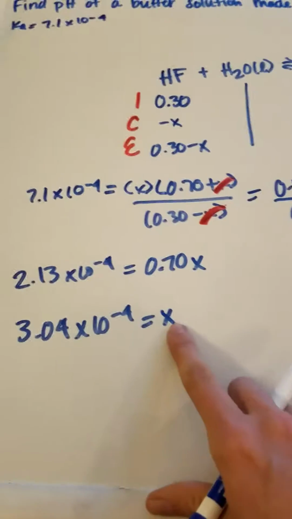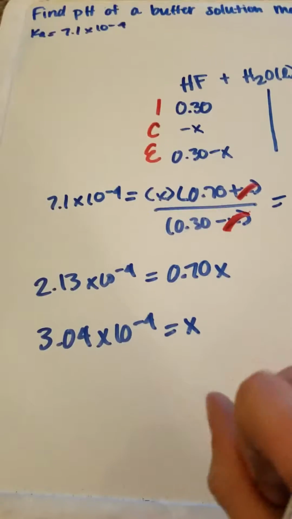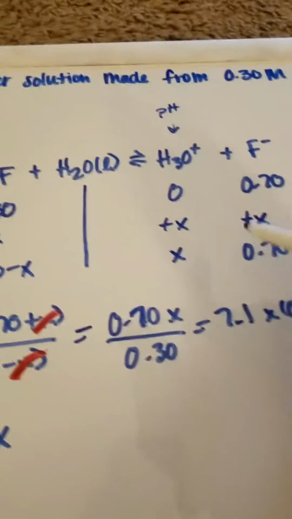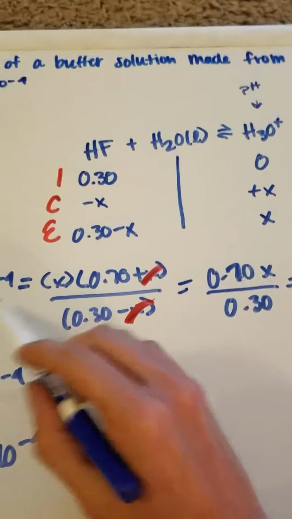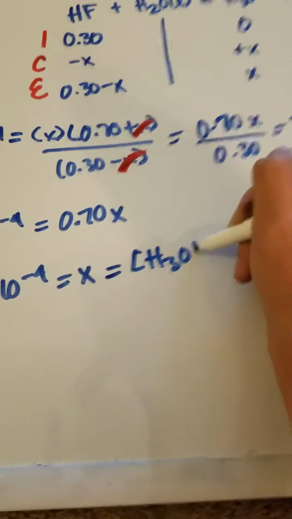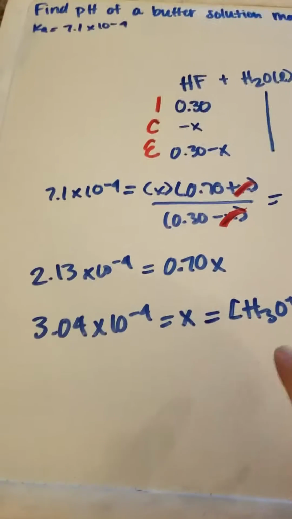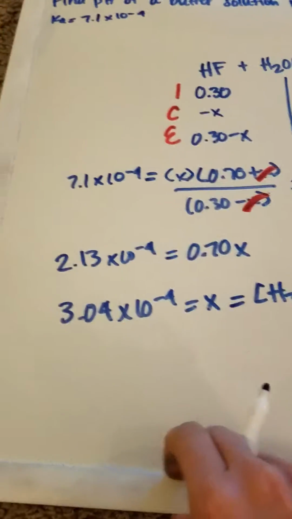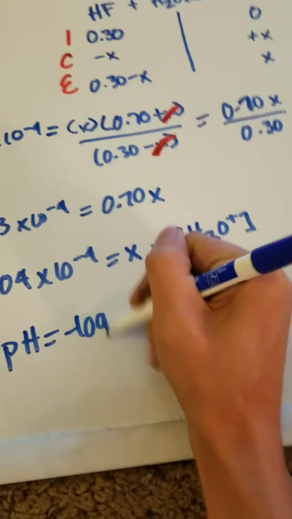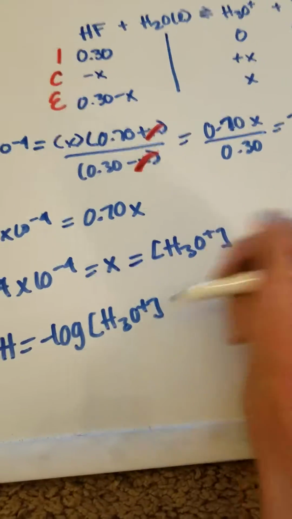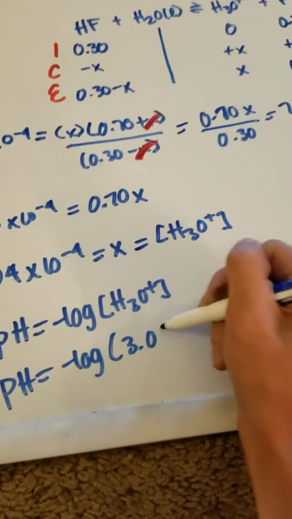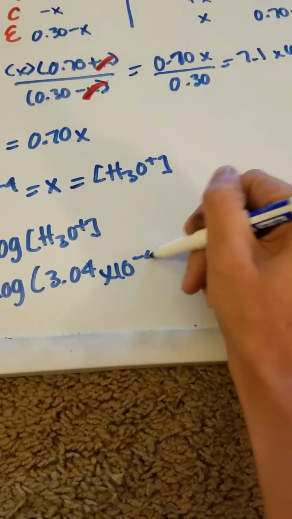Now, we're looking for pH, so we need to make sure that this x is indeed at equilibrium our H3O+. We refer back to our E row, and we see, okay, H3O+ at equilibrium does equal x, so we don't have to do any more calculations. So this actually equals the concentration of H3O+ at equilibrium. So to find the pH, I'm going to use an equation that you've probably seen before if you are at this level of chemistry. Our pH is just the negative log of our H3O+ concentration, which we just found right there. So pH equals negative log of 3.04 times 10 to the negative 4th.